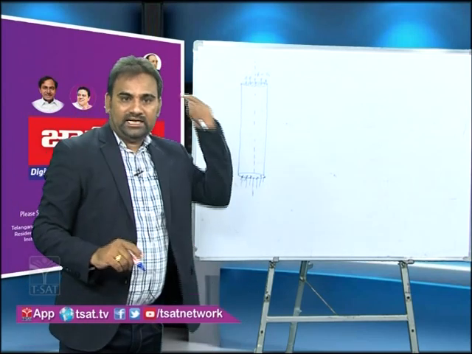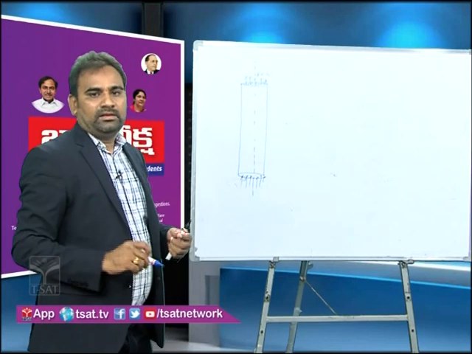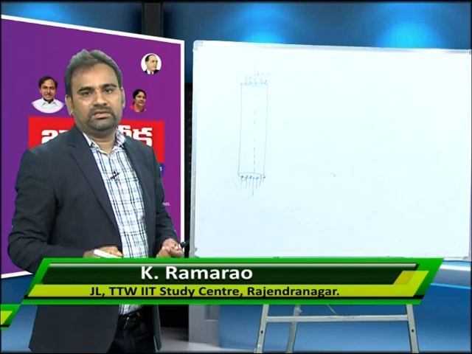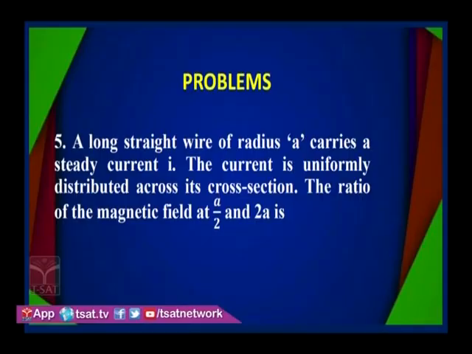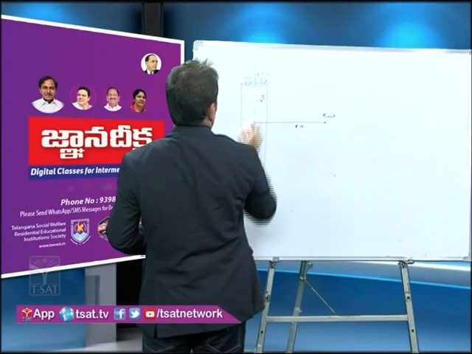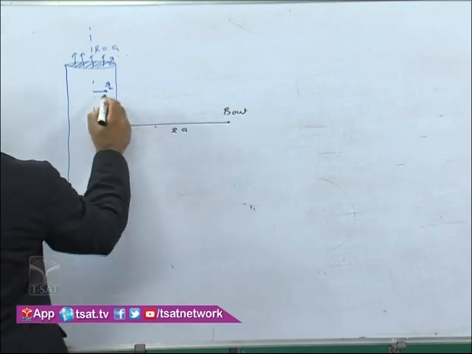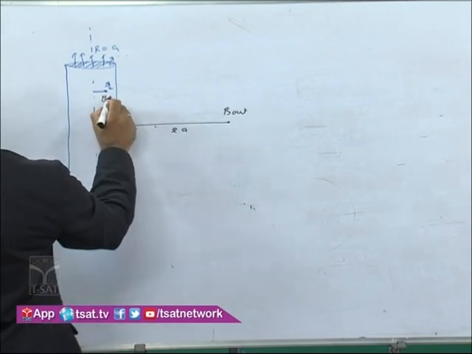Next, carries a steady current I. The current is uniformly distributed across the cross section. The ratio of the magnetic field at a distance of A by 2 and 2A is. The first one is at a distance of 2A from the center, that is B out. The next one is at a distance of A by 2, that is B in. This is direct, the magnetic field is B in.